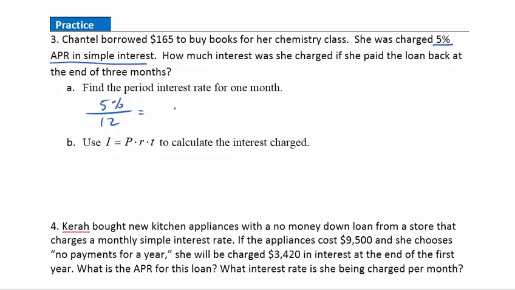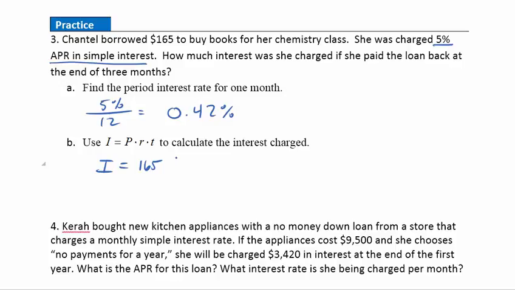So that gives us 0.42 basically percent each month. Now that still is a percent. I'm going to have to change that into decimal in a second when I go to calculate that. But 0.42% is what she gets charged each month. So now we're trying to figure out how much interest she's going to get charged. She borrowed $165.